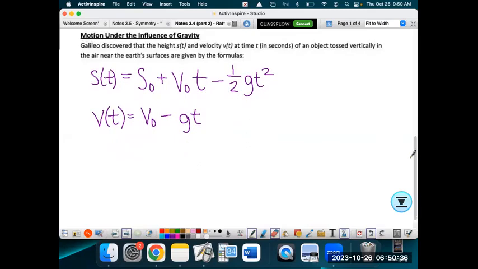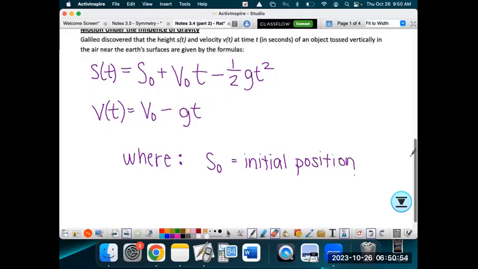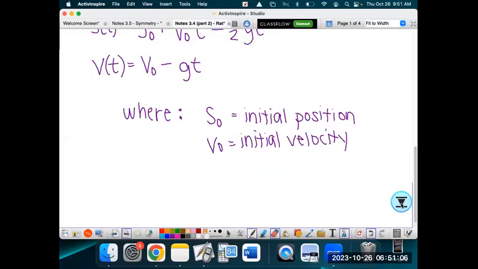And then at the bottom, we're just going to remember what all of these things stand for. S sub 0 is our initial position. V sub 0 is our initial velocity. And then g is our gravitational constant.